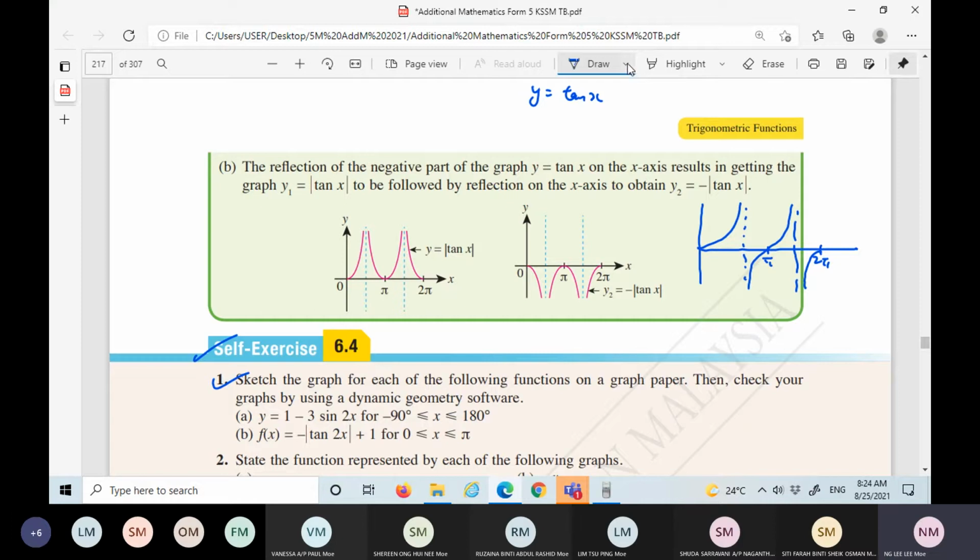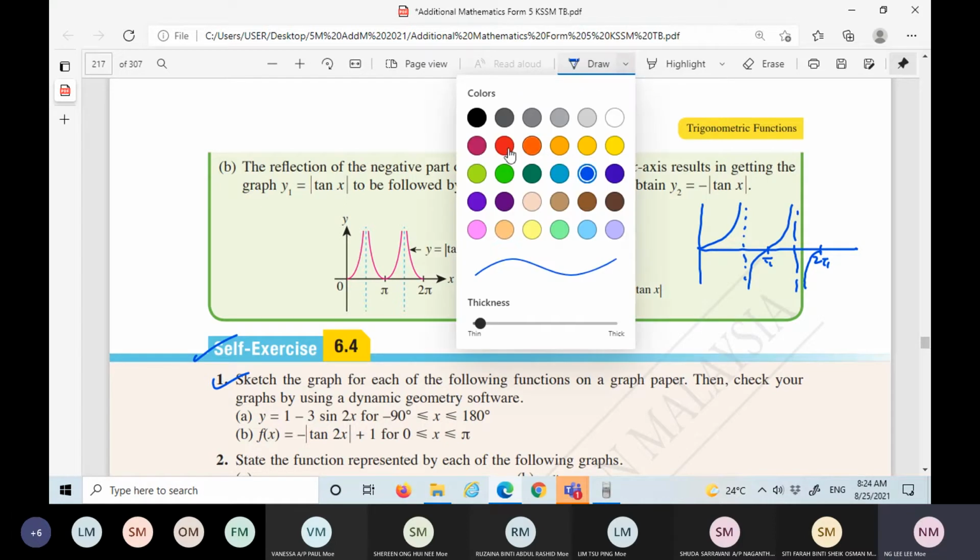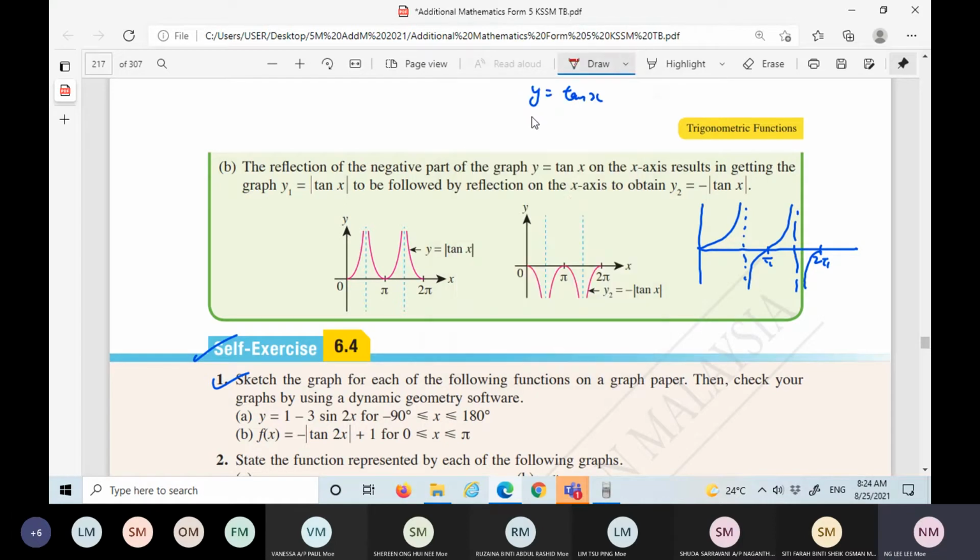Next, red. I'm going to do the modulus first, so y equal to modulus of tangent x. Modulus means the negative one will go to positive, and the positive one remains. So I trace on top of it.